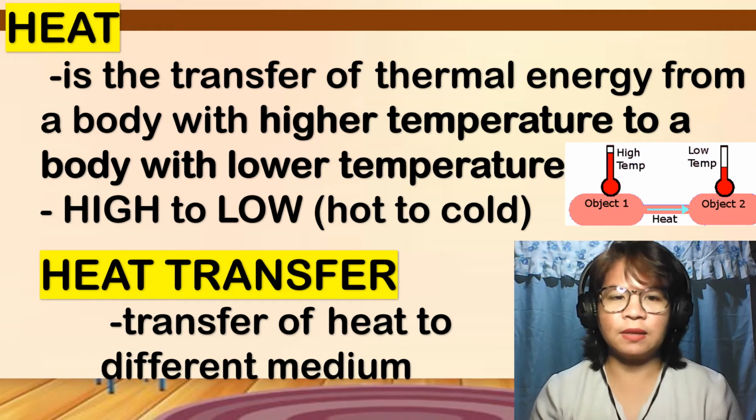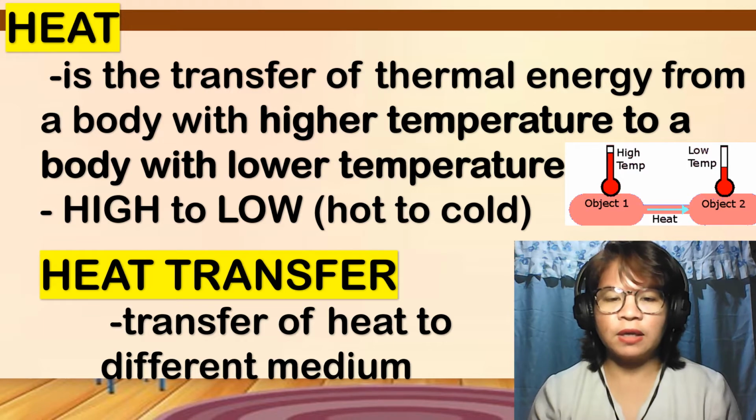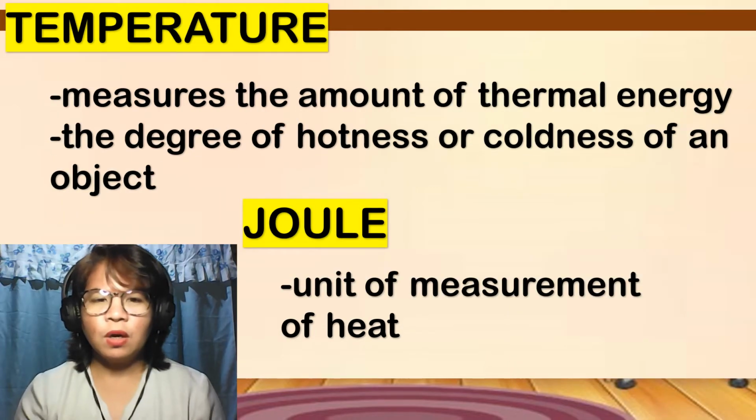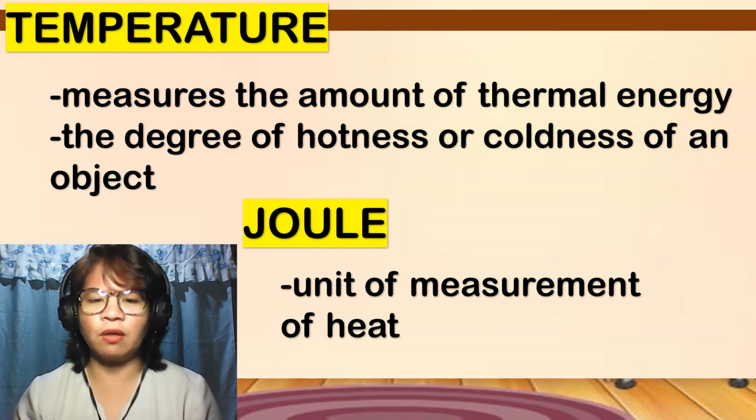Next is heat. It is the transfer of thermal energy from a body with higher temperature to a body with lower temperature, or also known as high to low. And then, heat transfer. It is a transfer of heat to different medium. Next is temperature. It measures the amount of thermal energy or the degree of hotness or coldness of an object. And then we also have joule, the unit of measurement of heat.